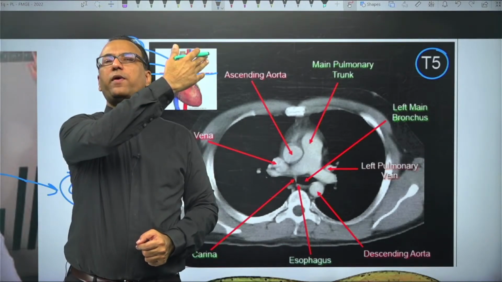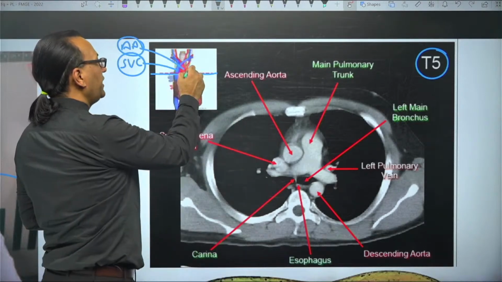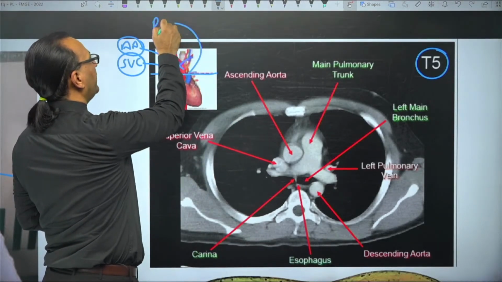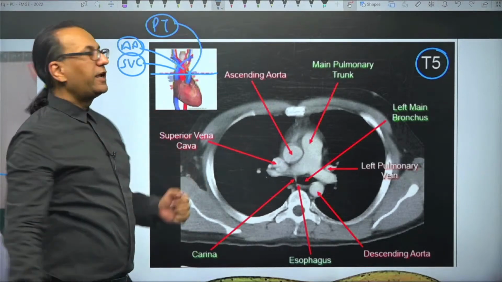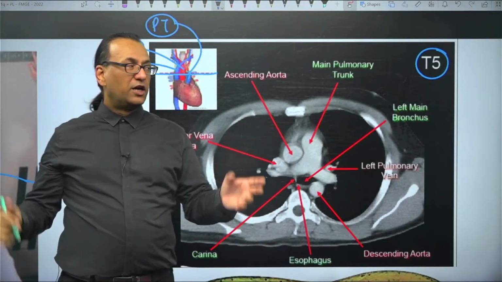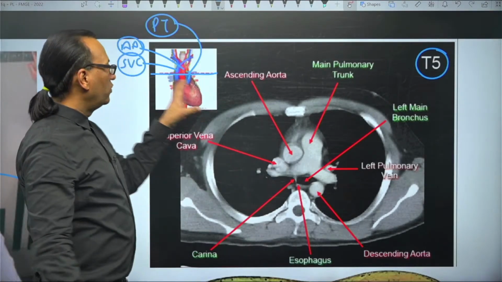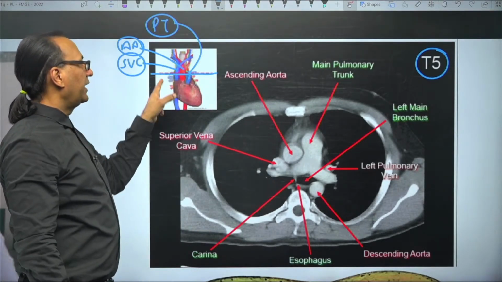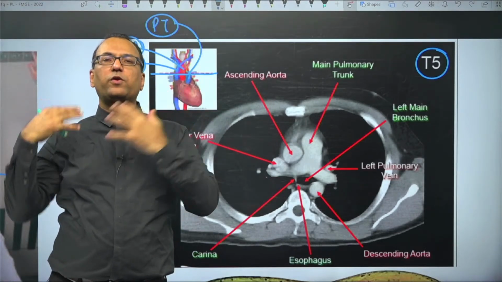Why are you showing the pulmonary trunk in blue color? Because it is carrying deoxygenated blood. The pulmonary trunk carries deoxygenated blood, that is why blue color. It is taking it to the lungs so that the lungs can oxygenate it. So blue, red and blue. The first blue to the right side is the superior vena cava. It brings the deoxygenated blood of the upper body into the right atrium.